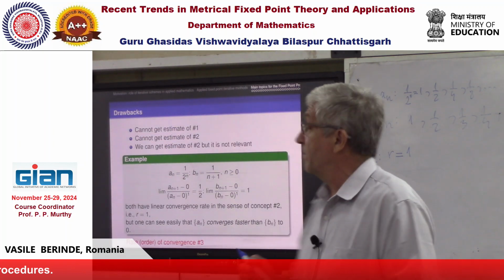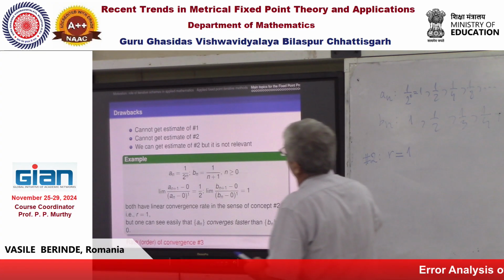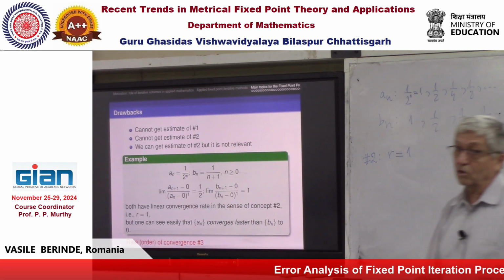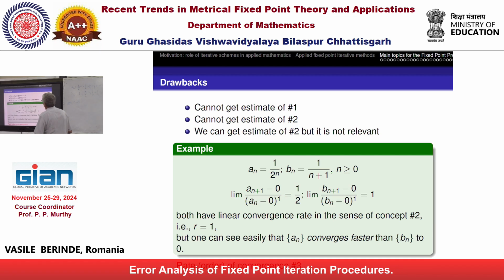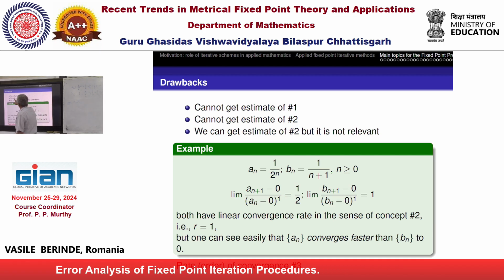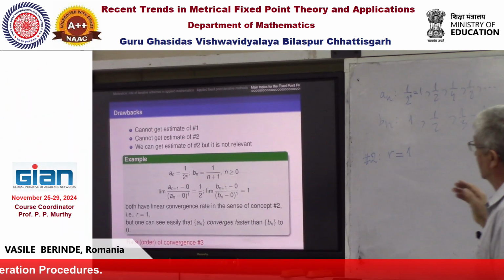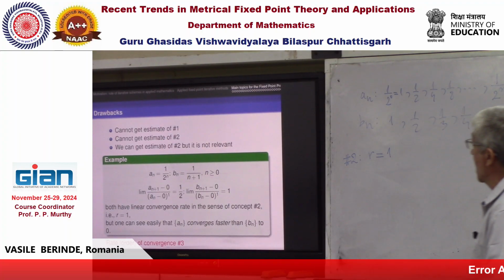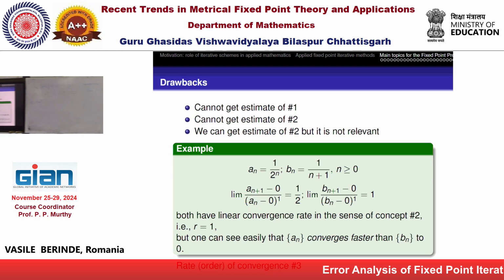We cannot compare these simple sequences by this order of convergence number 2. We cannot compare. This order of convergence is useful, as I mentioned, for Newton type methods, because there we can have analytical error estimates, but here it is simply not useful. So we are led to another concept of rate of convergence.